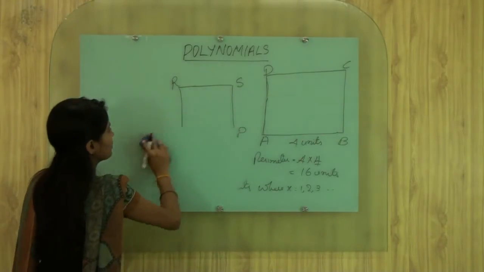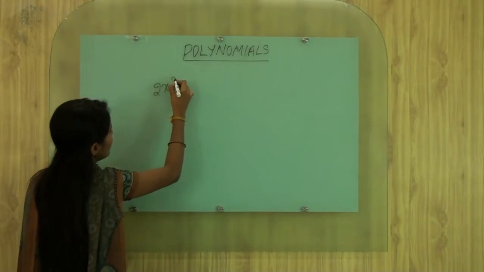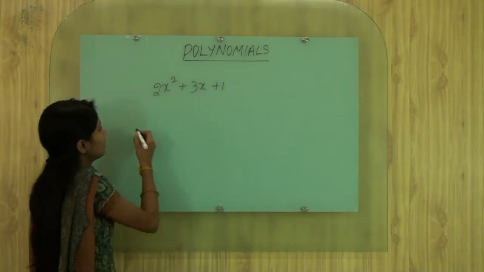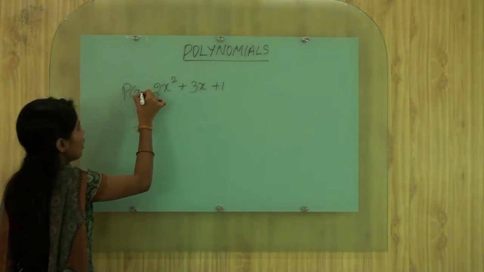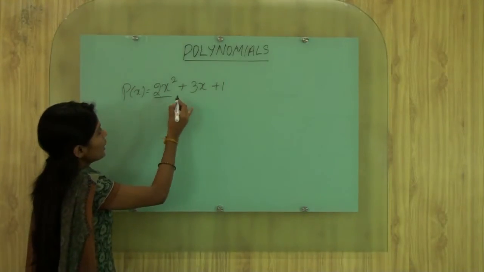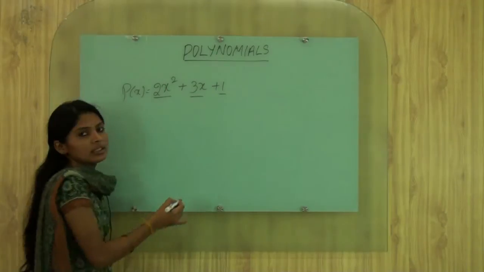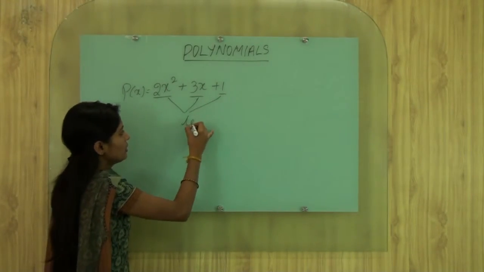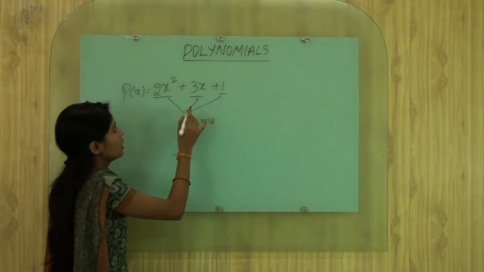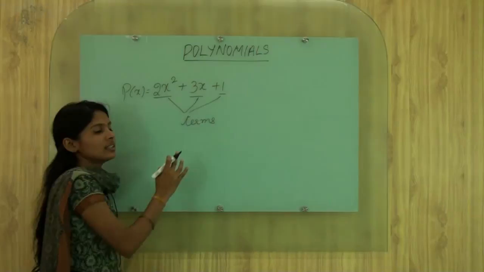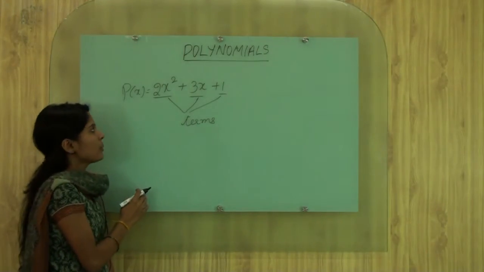Let's see what is a polynomial. 2x square plus 3x plus 1. This is a polynomial of variable x. 2x square, 3x and 1 are called terms. 2x square is a term, 3x is a term, 1 is a term of the polynomial.